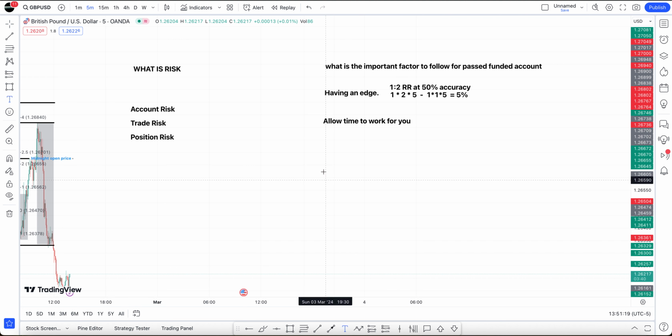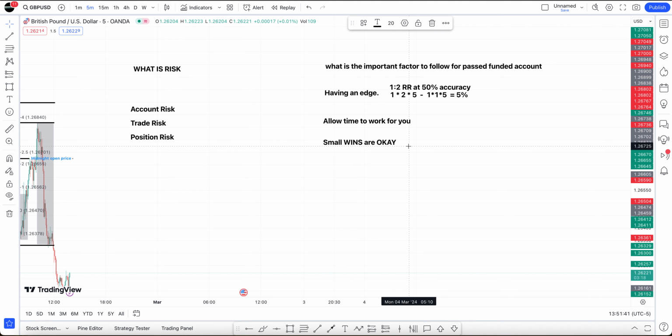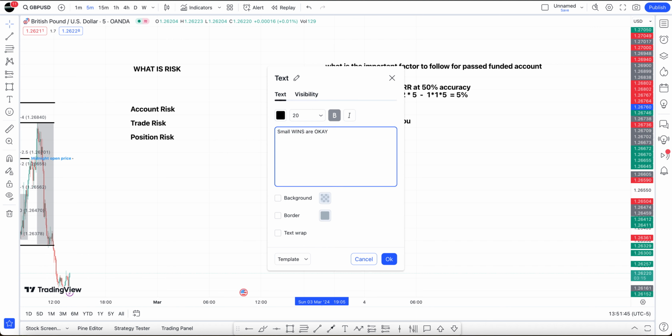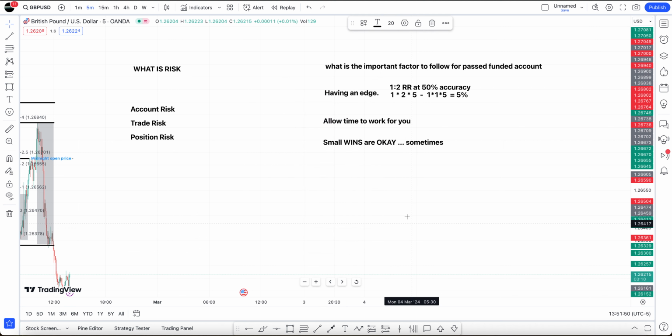Number three, small wins are okay. Everyone's saying you need to go for big wins, big wins, big wins. Small wins are okay. Let's actually change that. Small wins are okay sometimes. If you're coming off a losing streak, take a small win, have peace of mind, and then come back with your mental straight.